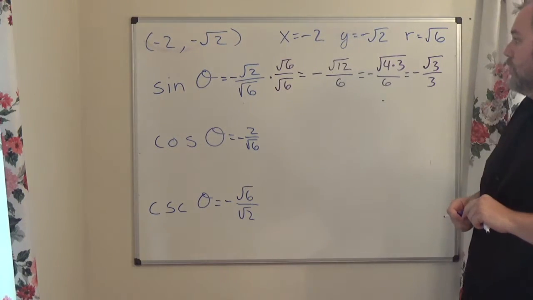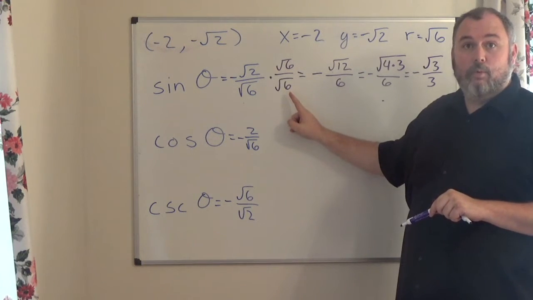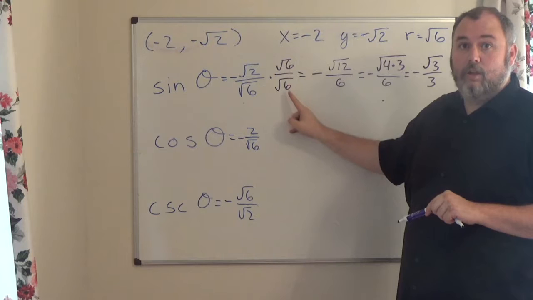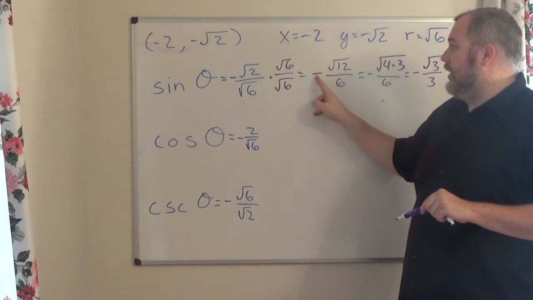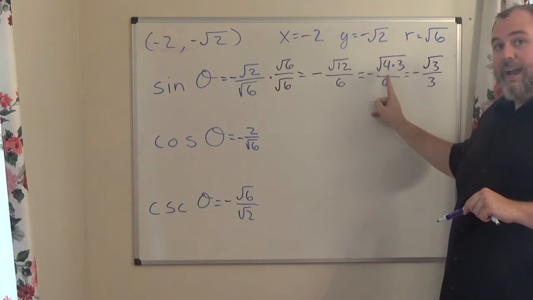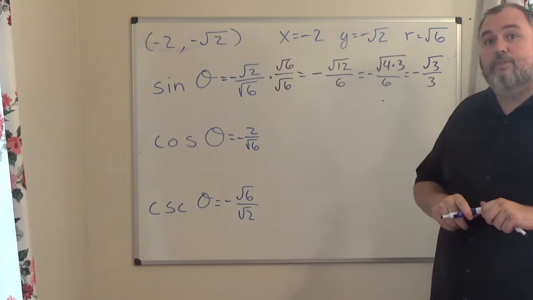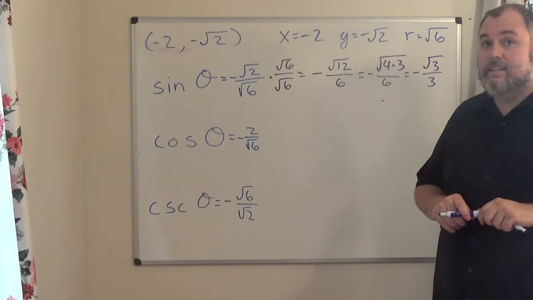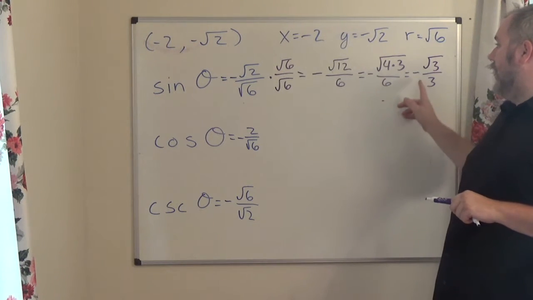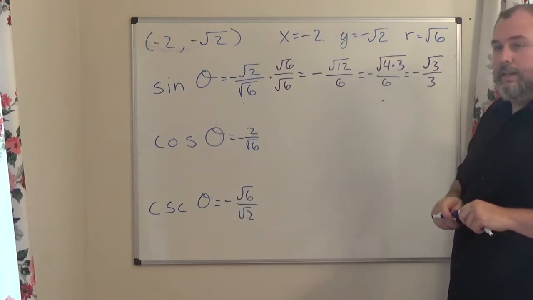So let's go through it one more time. We had to rationalize the denominator by multiplying by the number 1. In this case, it's the square root of 6 over 6. When we do, we get negative square root of 12 over 6. We can factor out a 4. So this, when we did, it gave us 2 times the square root of 3 over 6. And when we simplify it any farther, we get negative square root of 3 over 3.